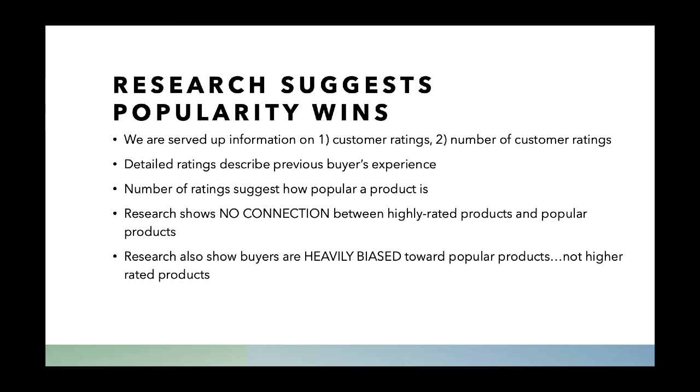When we are served up with information on customer ratings and the number of customer ratings, the detailed ratings describe previous buyers' experience, while the number of customer ratings suggests how popular a product is. What does it really demonstrate? The research demonstrates there is no connection between highly rated products and popular products, but the research also shows that we as buyers are heavily biased towards popular products, not higher rated products. What do I mean? In plain English, we tend to buy products, we want to buy products that are popular, not the ones that are highly rated.